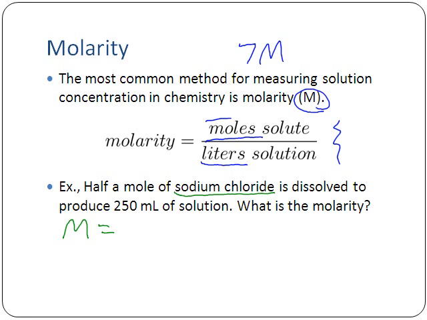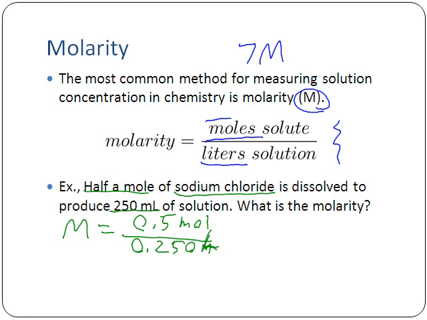And so sodium chloride is going to be basically what our solute is, and how much we have. We have half a mole. So we have 0.5 moles of that divided by the number of liters of solution. We're told we have 250 milliliters. Remember, milli is thousandth. We move the decimal place over 3 spots, and so this is going to be 0.250 liters.